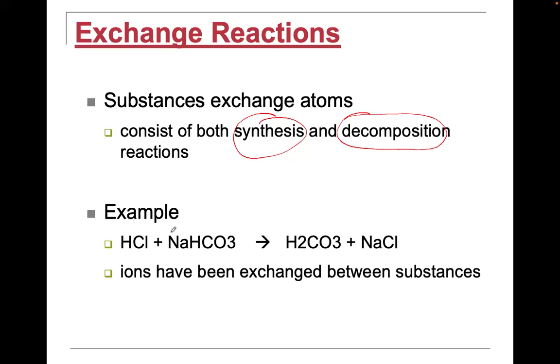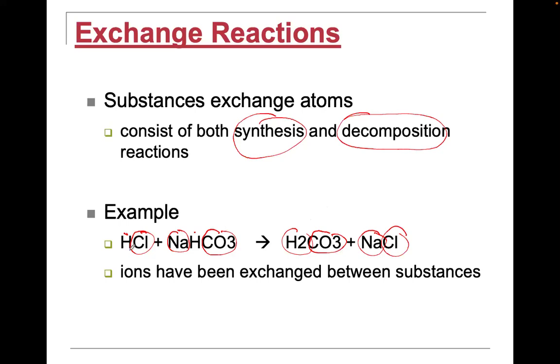In an exchange reaction, everything that we have on this side is still on this side, it's just scrambled. Here's the sodium. There's the sodium. Here's the chloride. Here's the chloride. Here's the CO3. Here's the CO3. Here's one hydrogen, two hydrogens, bring them together. There's the H2. H2CO3 plus salt. So everything that's on this side was just brought to this side. We exchanged, we scrambled it, we decomposed to make something else.